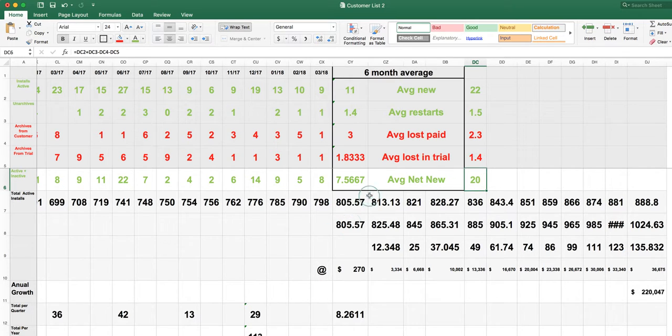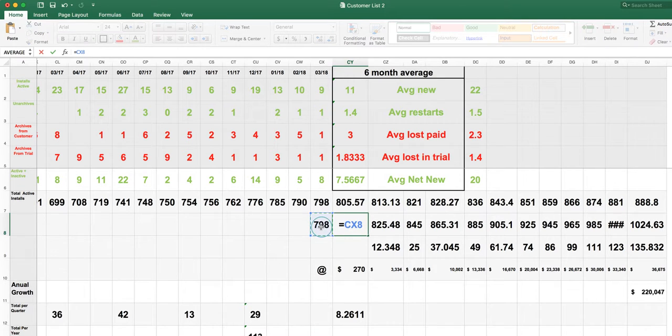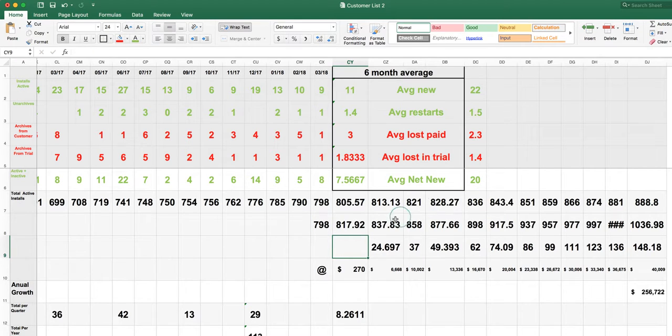So here's the deal. So then I take that 20 and I say, well, instead of adding 7.5 to this last month, I guess it really should be, this is still 798, right, for the last month. And now we're going to take equals 798, and we're going to add 20. Okay, boom. All right. And then from here, we're going to add 20 and 20 and 20 and 20, right?